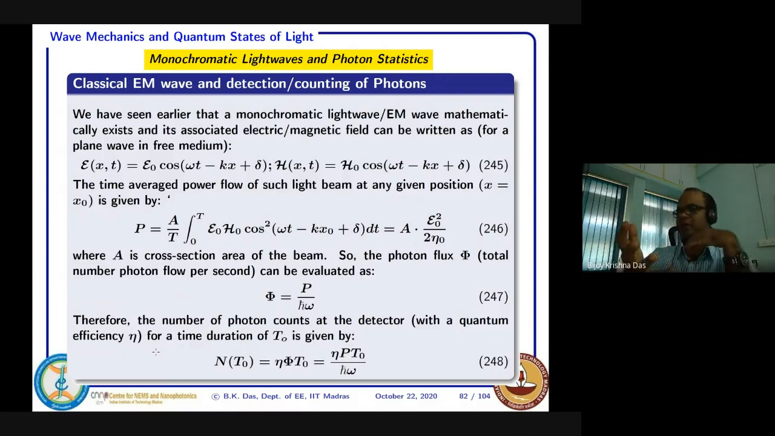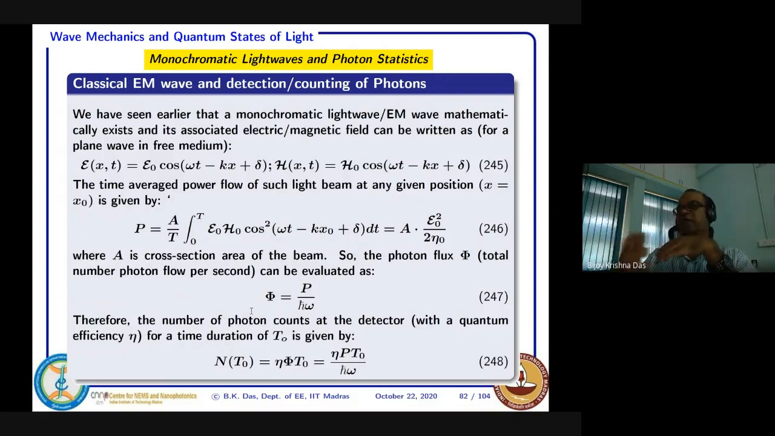After generation also, not all the electron-hole pairs will contribute to current. Some of these electron-hole pairs will be lost in the path, so those things will reduce the overall efficiency. But in principle, quantum efficiency means whether every photon is contributing to electron-hole pair generation or not. That is what is called quantum efficiency.